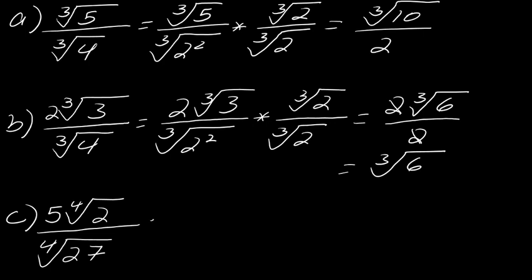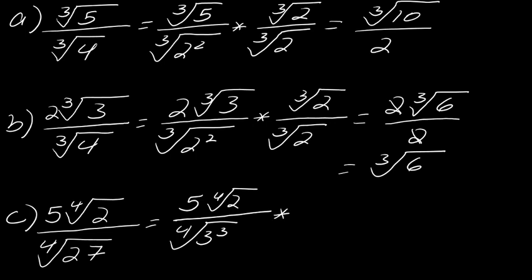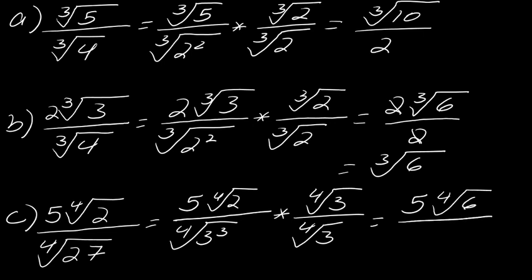Okay, moving on to C here. So now I've got the 4th root of 5 times the 4th root of 2. And then I'll rewrite the denominator as the 4th root of 3 cubed. So I can see in this case, I just need 1 more power of 3. So ultimately I get 5 times the 4th root of 6, all of this over 3. And this one you can't simplify any farther.